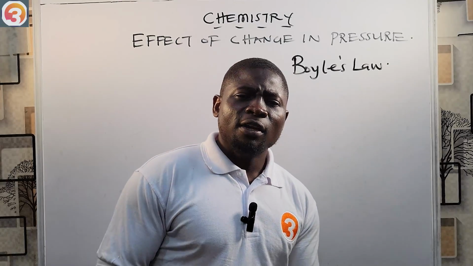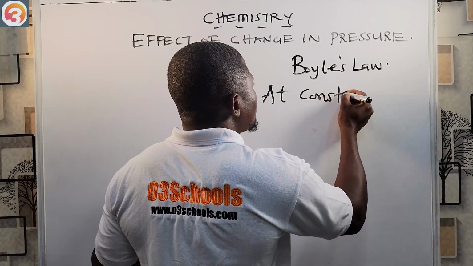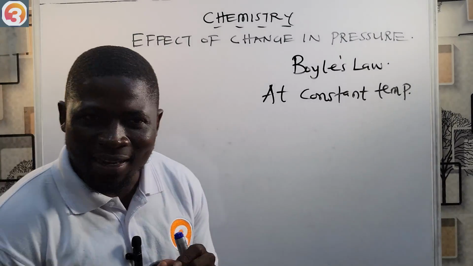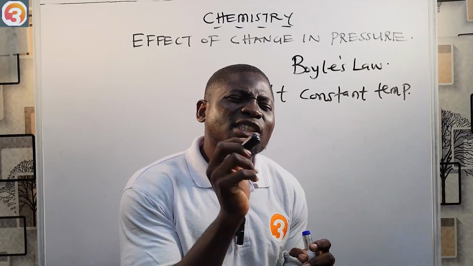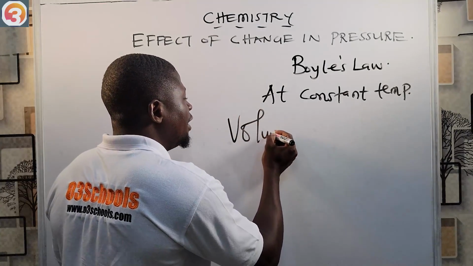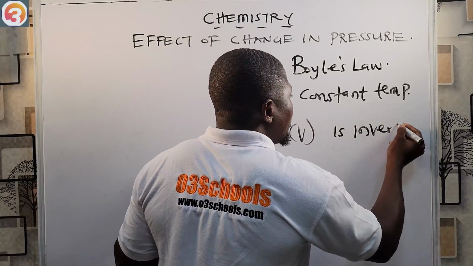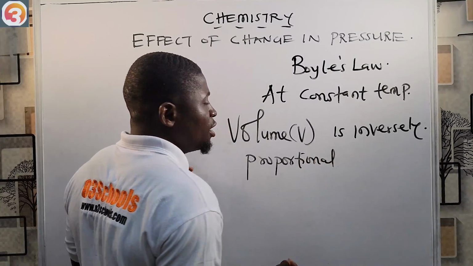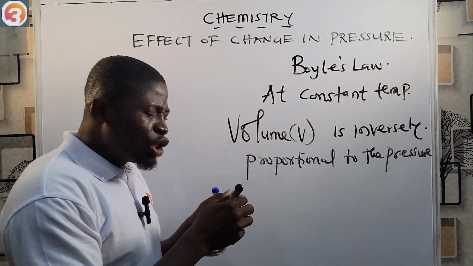So what did Boyle's law state? Boyle's law says that at constant temperature, so Boyle's law kept temperature constant, the volume V of a fixed mass of gas is inversely proportional to the pressure. So this is what Boyle's law stated.